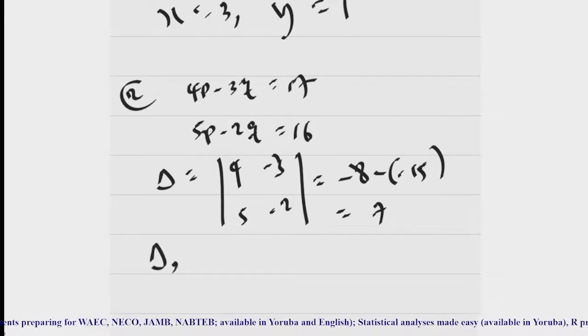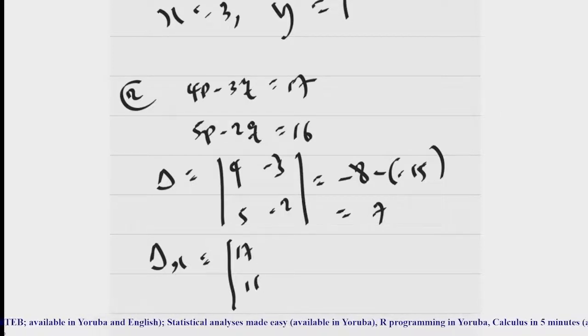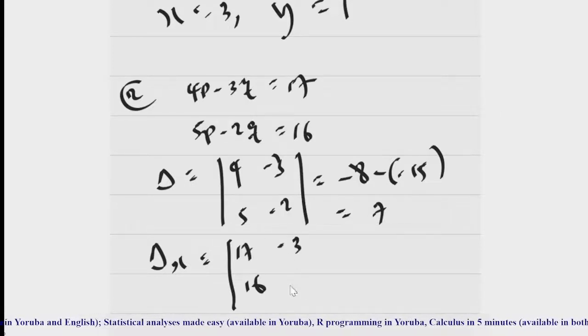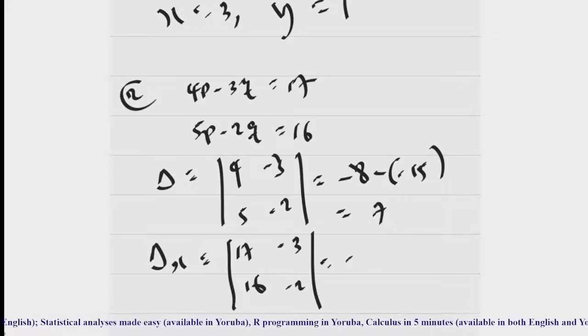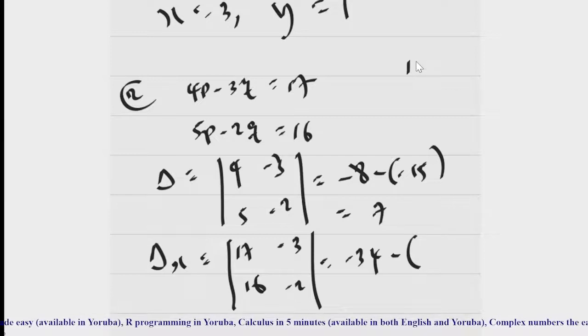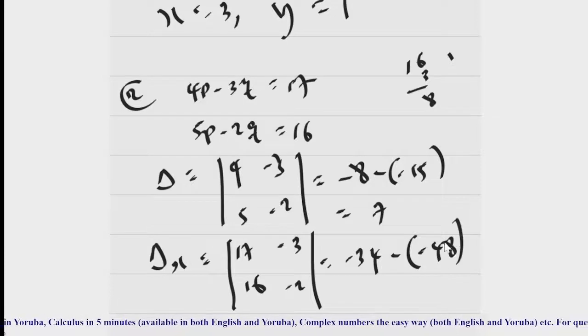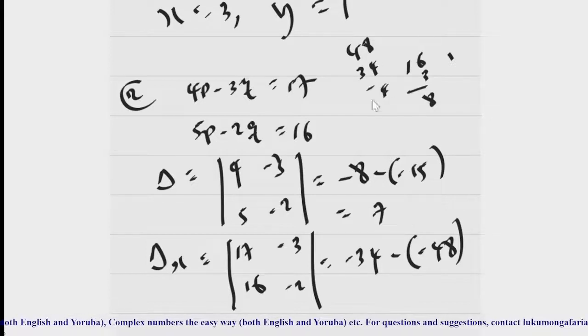Abi? So then your delta p, instead of you writing 4, 5, you now replace it with what you have here. That's 17, 16, minus 3, minus 2. And that will give you minus 34, minus into what? What is 16 times 3? That is 48, minus 48. And 48 minus 34, that is 14. So you have 14 here.